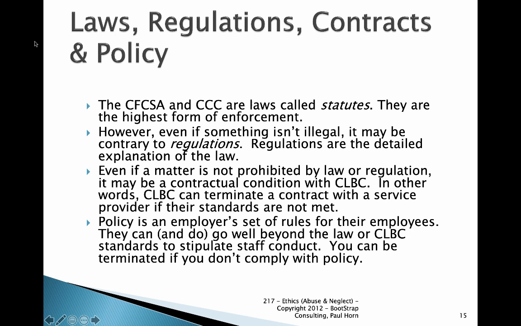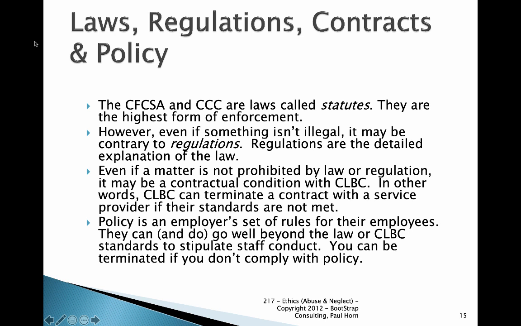So if you violate their policy, you might not have violated the law or even violated a regulation or even done something that would be contrary to a contract with CLBC. But you might be in trouble with your employer. You might actually be disciplined or lose your job because employers have the right to set an even higher standard or set of procedures for their particular agencies. So they could, for example, tell you that you are on probation, or maybe even that you are going to get dismissed if you didn't do what their specific policy indicates.